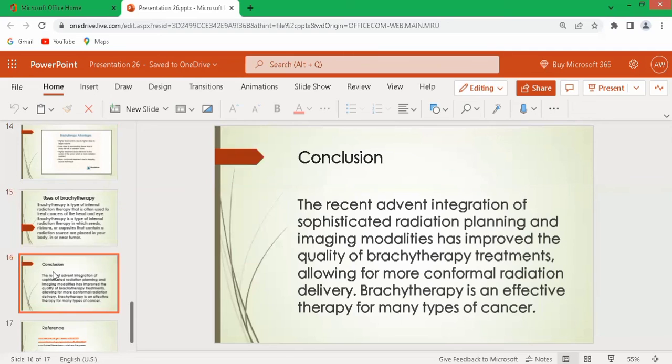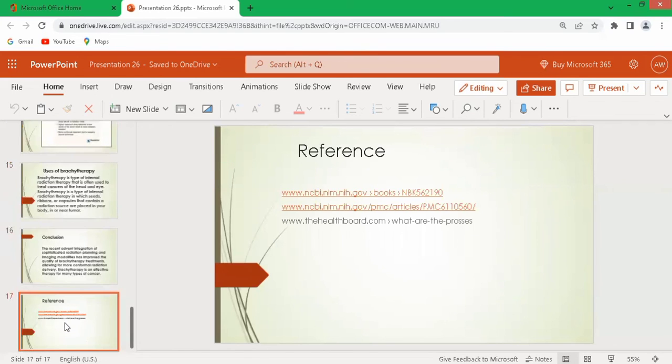There is some conclusion of brachytherapy. The recent integration of sophisticated radiation planning and imaging modalities has improved the quality of brachytherapy treatments, allowing for more comfortable radiation delivery. Brachytherapy is an effective therapy for many types of cancer, and there are some benefits of brachytherapy.